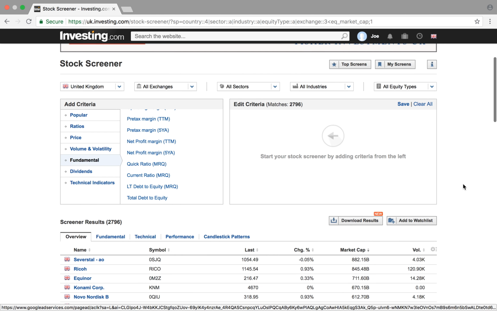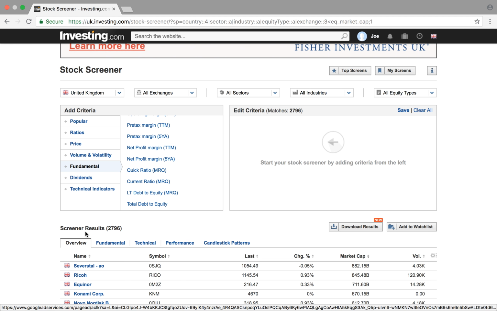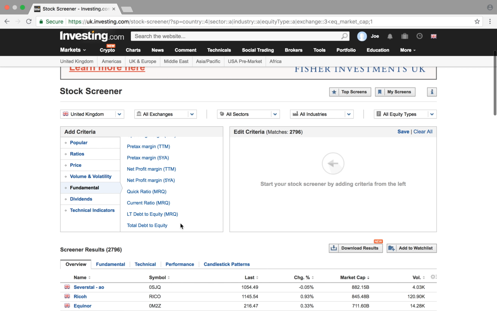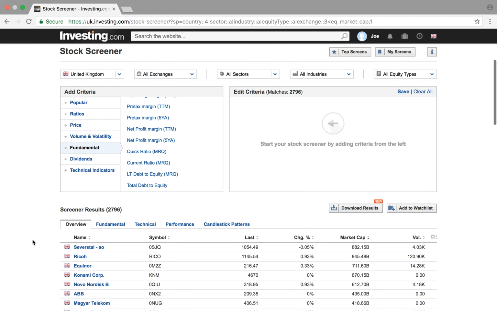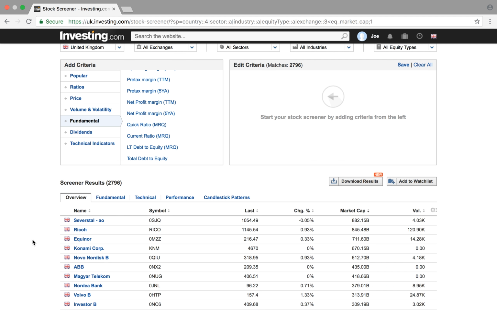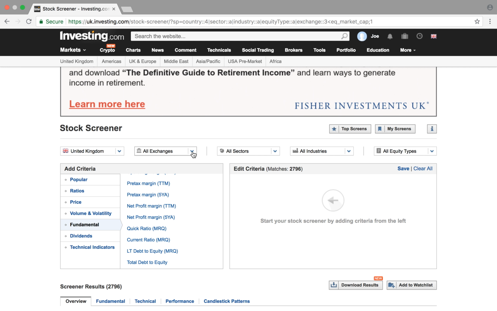And so you can see here the number of results that we start with before we start screening. 2,796, and that's pretty much all of the stocks on the UK stock market. So it's important, if you are using a screener, to make sure that it does have most, if not all, of the stocks, so that you're not screening out results that you don't want to from the get-go. We're just going to change the all exchanges just to the London Exchange to make sure that we're only going to get those UK stocks.